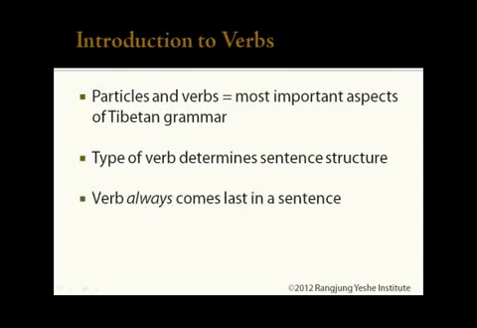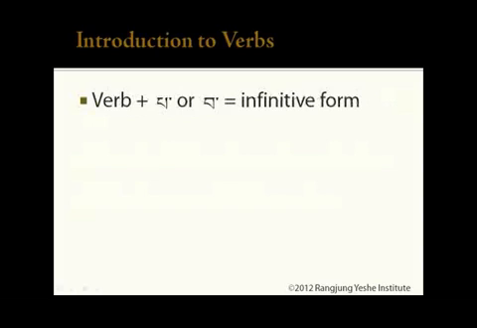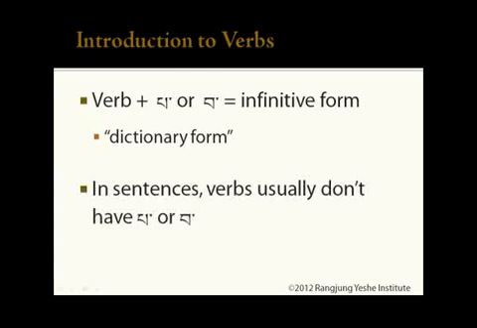In Tibetan, the verb always comes at the end of the sentence. Sometimes particles and words can be omitted from Tibetan if their meaning is clear in context, but the verb is never left out. A verb that ends with the particle pa or ba is the infinitive form of the verb. This is what verbs look like when they're found in a dictionary. But when these verbs are found in a sentence, they usually don't occur with the pa or ba particle.